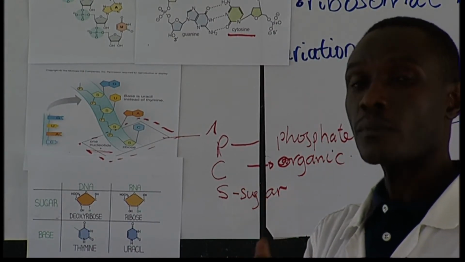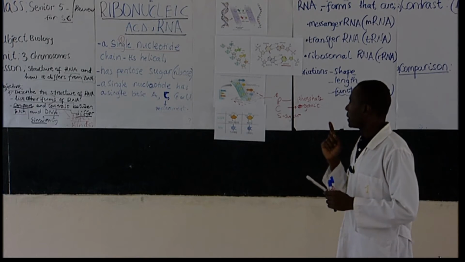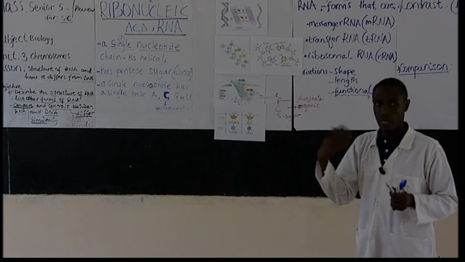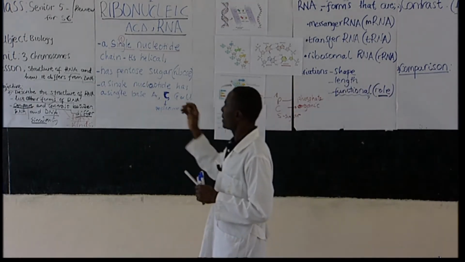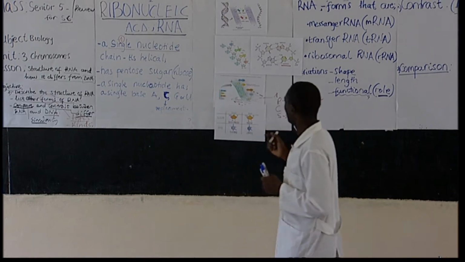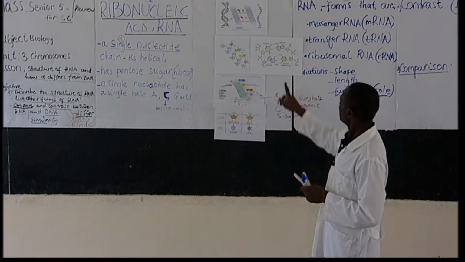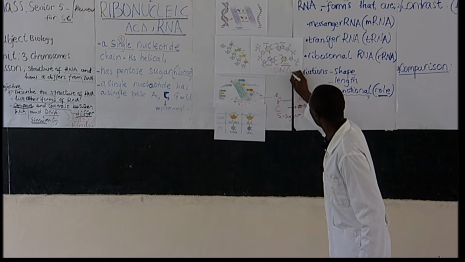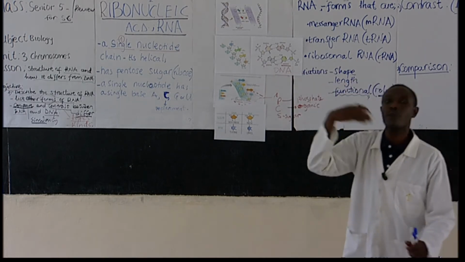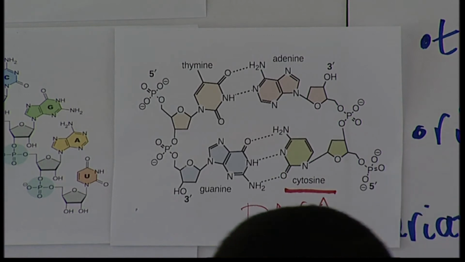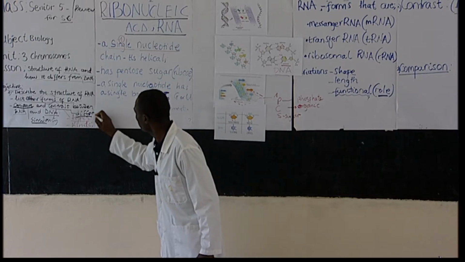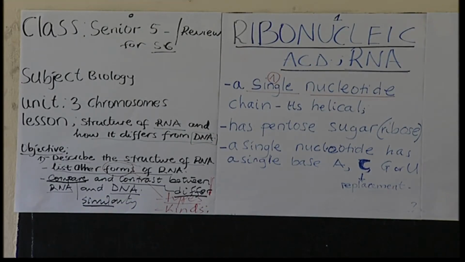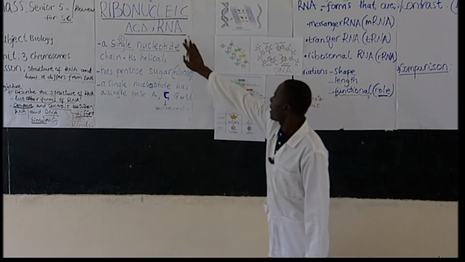So remember, we said that the DNA is composed of nucleotides as well, and so is the RNA. But where is the difference coming from? Check this out very carefully. So we have this as our DNA. I'm putting it here for us to remember what we looked at in the previous lesson, because at the end of the day, we need to be able to make a comparison. Remember, that's very important. So you have your DNA here, and now we are looking at the RNA.